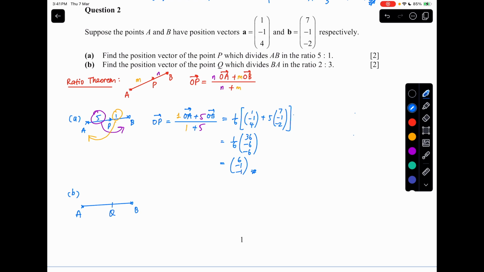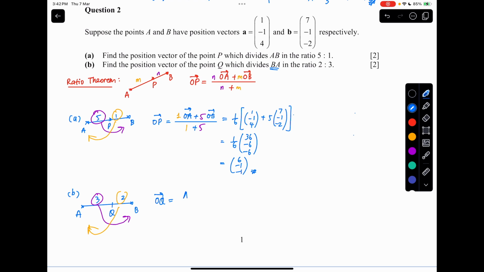And Q, you see the phrasing, Q divides BA in the ratio 2 to 3. So in this direction, the direction matters. So it will be in the ratio of 2 to 3. Okay, so the direction matters. So this 3 will go there, the 2 will go there. We'll need to swap.